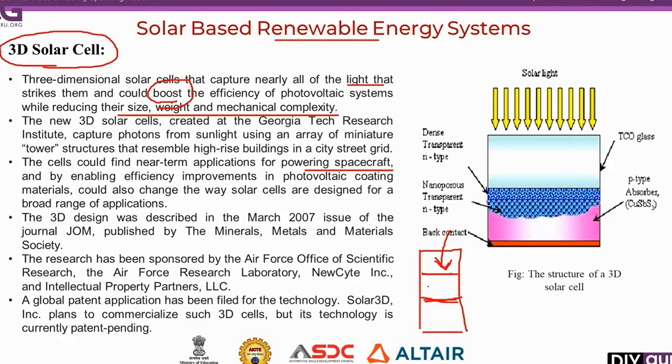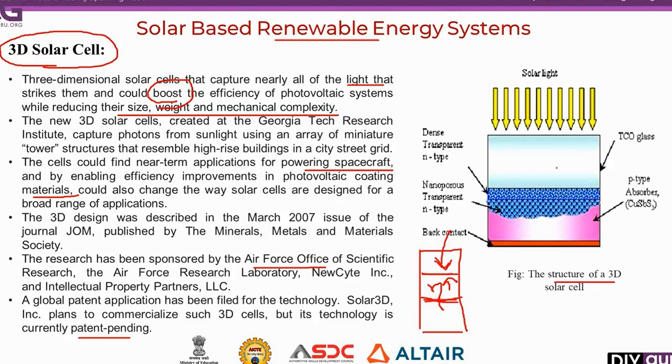Also, this efficiency can be further increased by giving a photovoltaic coating material over them. They can be used for a very broad range of applications. The research is actually sponsored by the Air Force Office of Scientific Research, but still now it has not been implemented because the patent is currently pending. If you see the right hand side, we have the actual structure of a 3D cell.